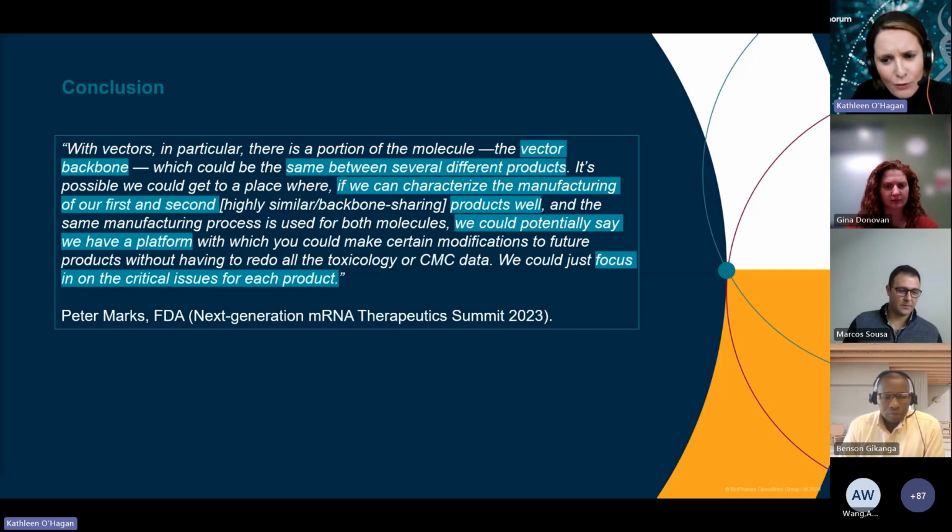The team thought it'd be good to finish on this quote from Peter Marks from the FDA. This quote talks about the idea that if you have an identical vector backbone that's the same across several products, and you characterize manufacturing of the first couple of products well, then in theory you could say you have a platform, which will allow you to focus in on just the critical issues for each product. We are aware that there's an expectation the FDA will be releasing draft guidance around platform designation shortly. So I think it's very much on their radar, and it's something we need to watch.